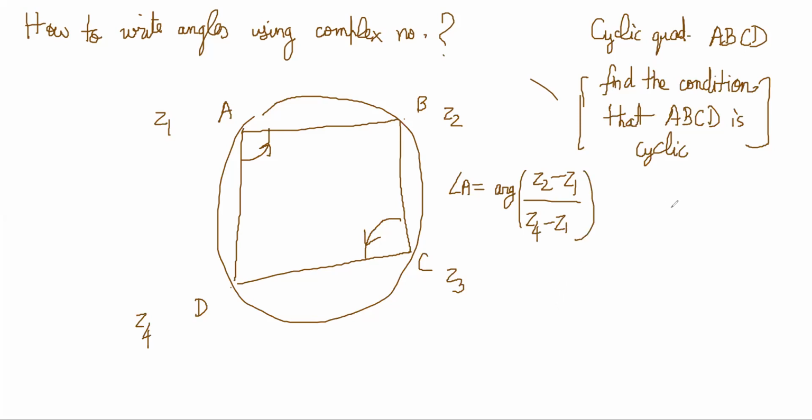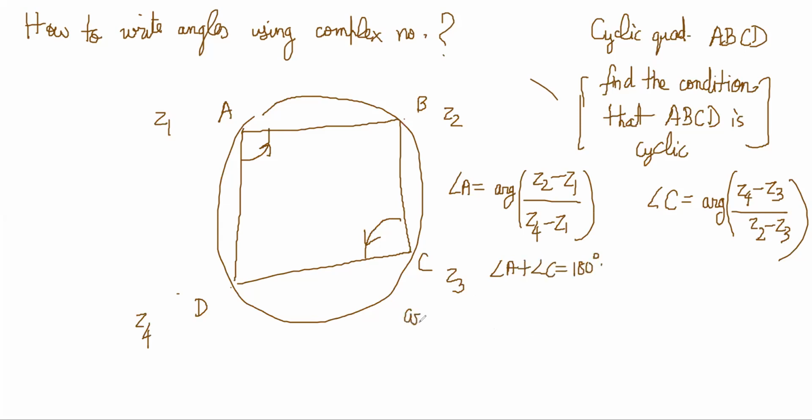You are understanding how to write angles, no? Yeah, sir. Angle C will be equal to the argument of the more anti-clockwise side, so Z4 minus Z3 by Z2 minus Z3, right? And angle A plus angle C should be equal to 180 degrees. So we should have the argument of Z2 minus Z1 by Z4 minus Z1. And when you add the arguments, you can multiply the stuff, right?